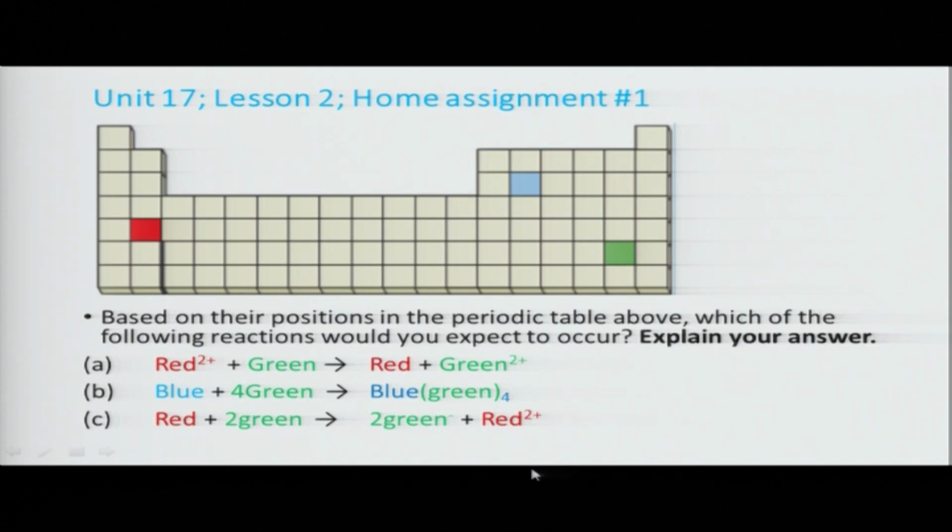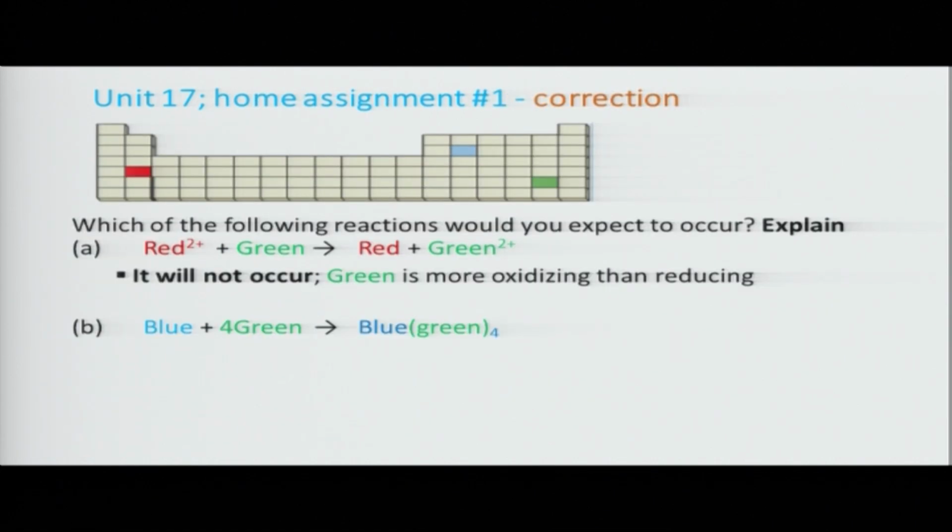We had gone through question 1, so let me not waste much more time. Let's start on question 2 or part B. Which of the following reactions would occur, and explain? Remember, we are doing corrections. So if you're having blue reacting with green, will there be a reaction? This is an addition to your periodic chemistry.